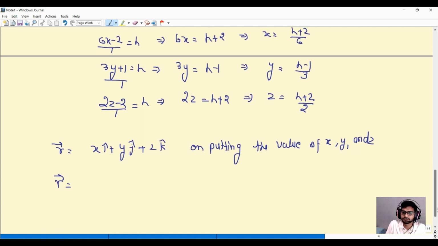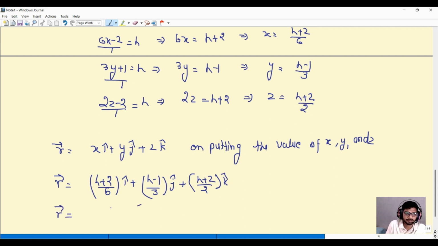R equals, what is the value of x? Lambda plus 2 by 6 i plus lambda minus 1 upon 3 z plus lambda plus 2 upon 2. Okay, so R equals, separating the lambda and the constant: lambda by 6 i plus 2 by 6 i, lambda by 3 z minus 1 by 3 z, separating out the things. So lambda by 2 plus 2 by 2.